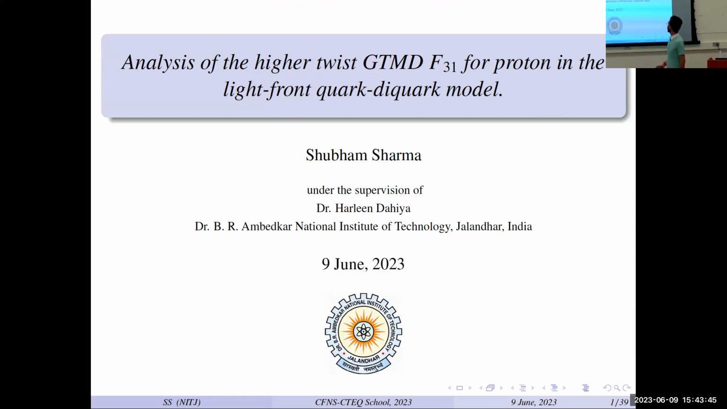My name is Shubham Sharma, and I'm doing PhD under the supervision of Dr. Haleen Daya from Dr. B.R. Ambedkar National Institute of Technology, Jalandhar. The topic of my today's presentation is analysis of high twist GTMD F31 for the case of proton in the light front quark diagram model.